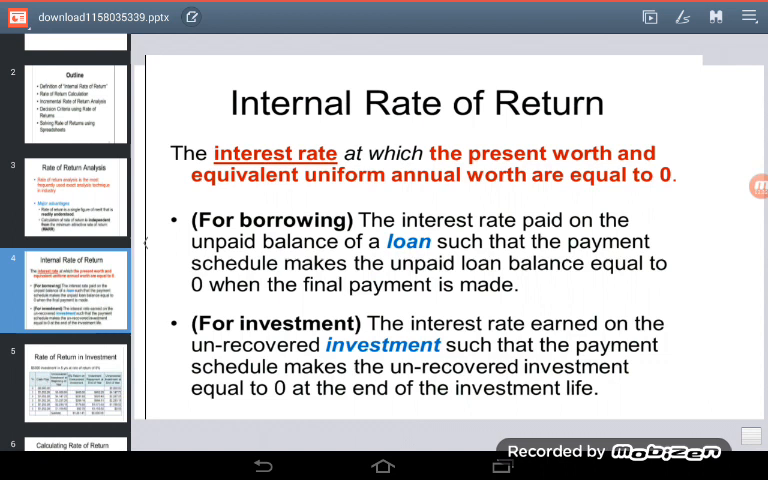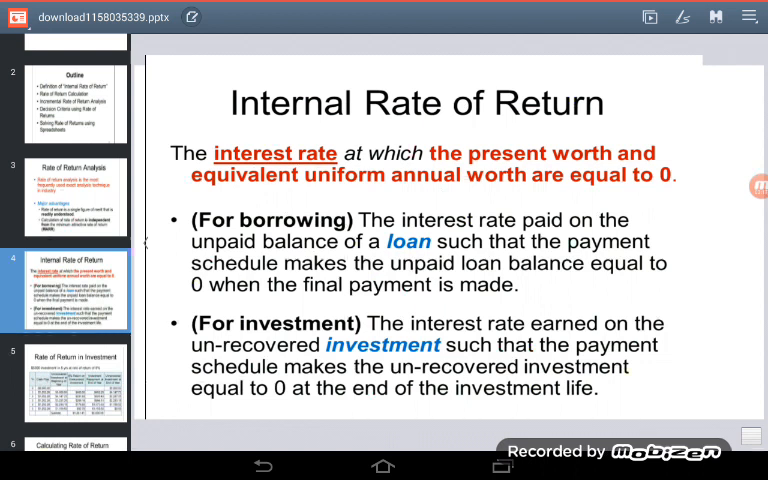The internal rate of return is the interest rate at which the present worth and equivalent uniform annual worth are equal to zero. So the internal rate of return is neither benefiting nor costing, it is zero, neutral. Then there is the minimum rate of return you are asking for, so it has to be more than that in order to benefit your interest, whether you are borrowing or investing. So we have two different criteria.